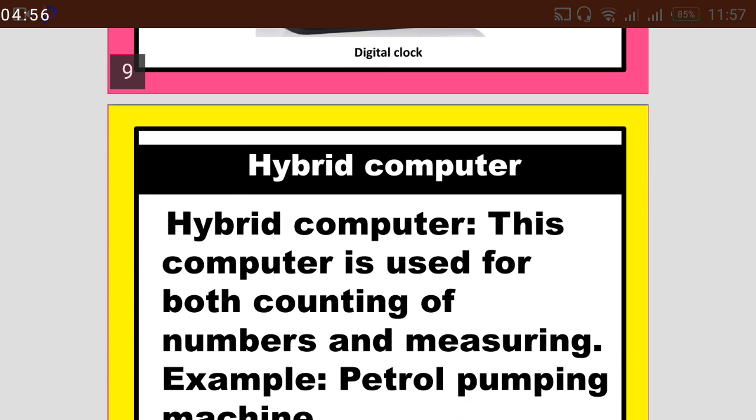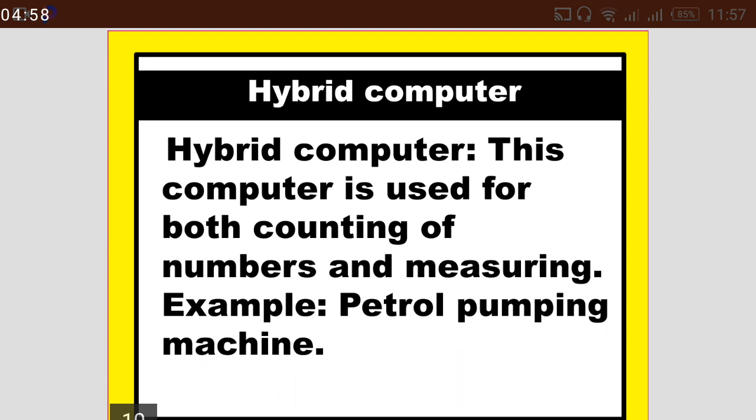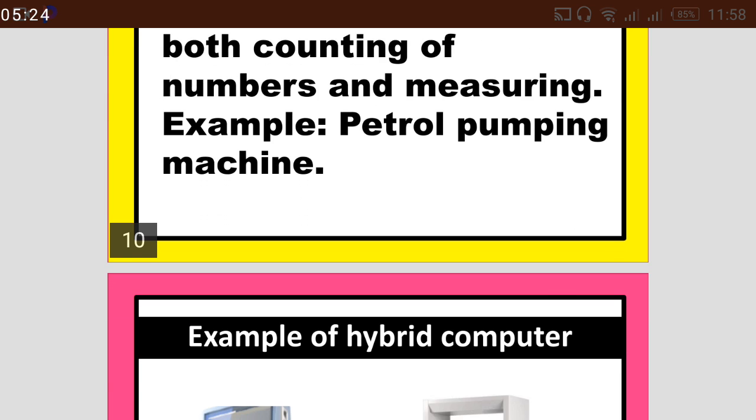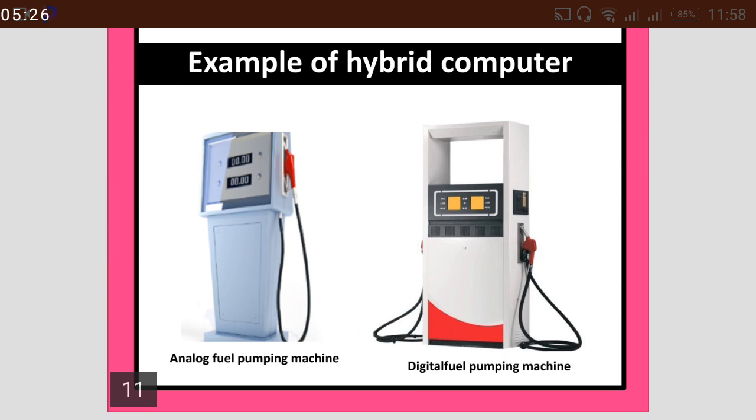All right, the last computer we are going to talk about under the types of computer today is hybrid computer. Hybrid computer is a type of computer that is used for both counting of numbers and for measuring. That is, we can use it to measure something and we can also use it for counting. So, an example is petrol pumping machine. Let me show you a picture of that. You see? If you go to a filling station, you will see this machine.